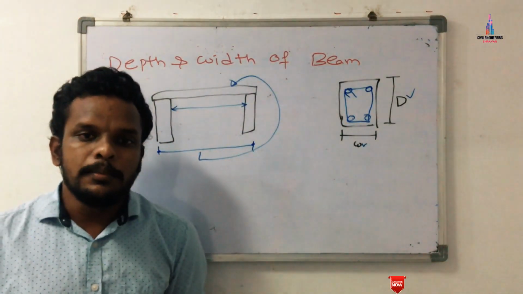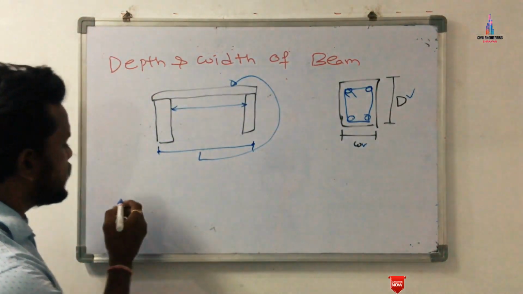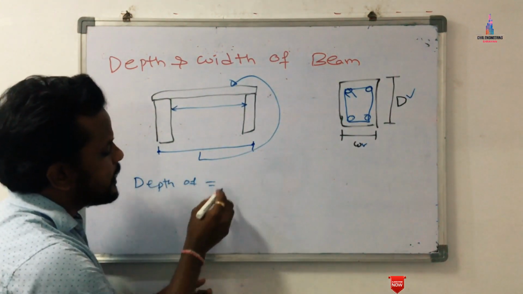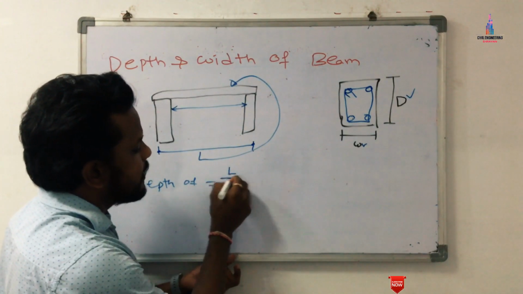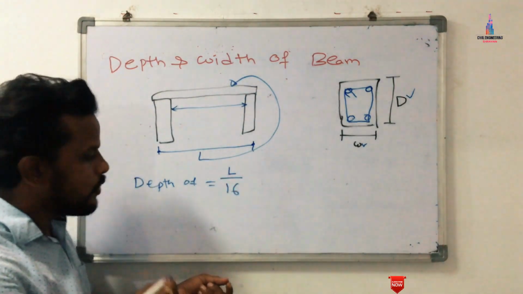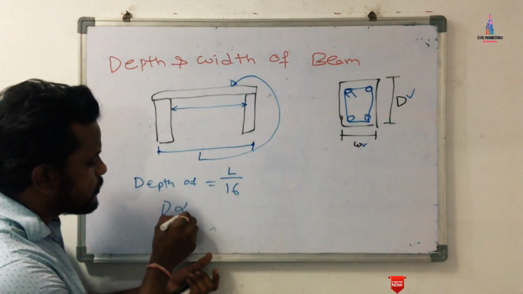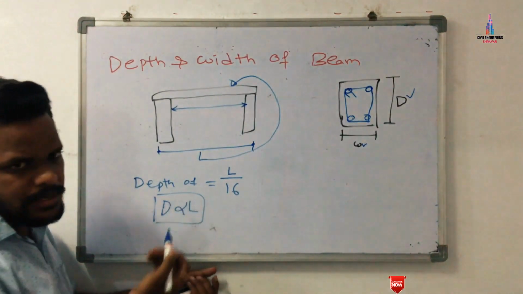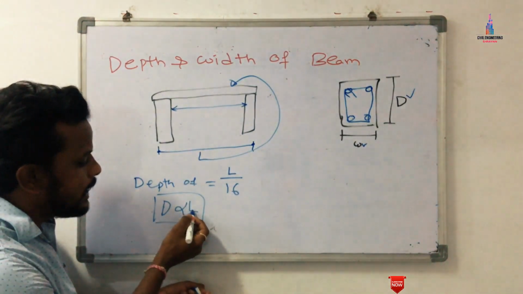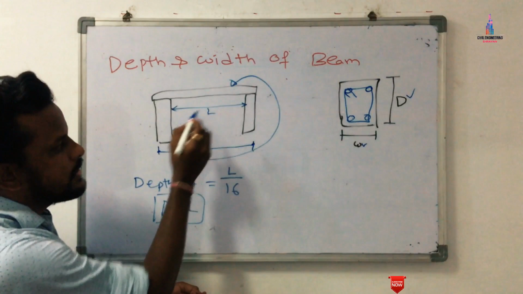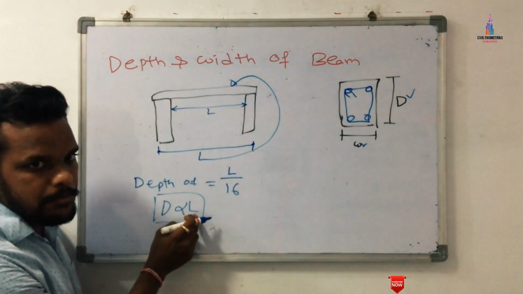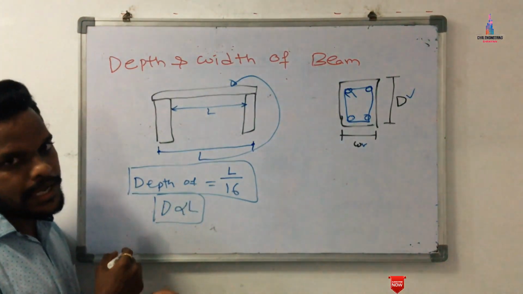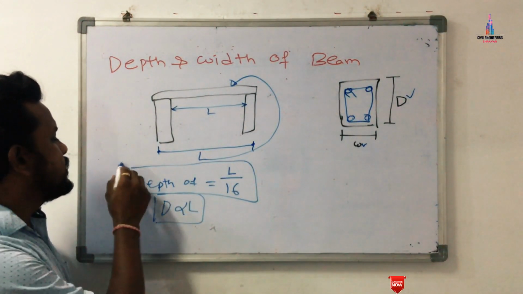As per the thumb rule in the IS code provision, it is suggested that the depth of the beam is equal to the length divided by 16. So here depth is directly proportional to length. If you increase the length of the beam, let us consider it L, the depth also increases. This is the basic formula we have to use for calculating the depth of the beam. So this is the first one.